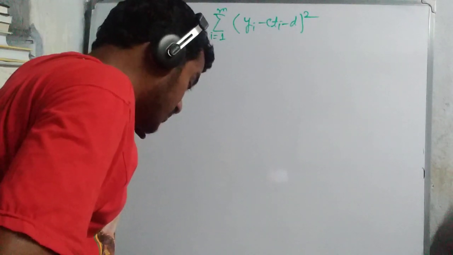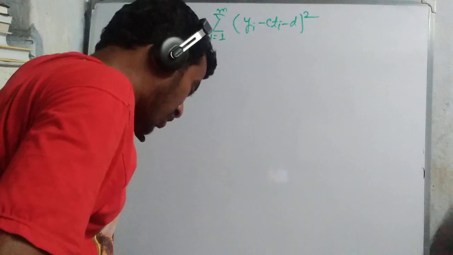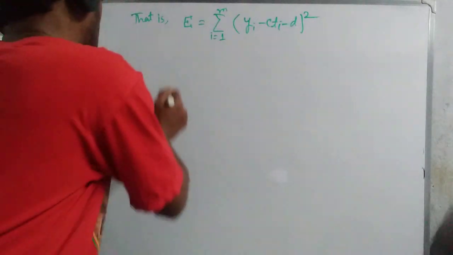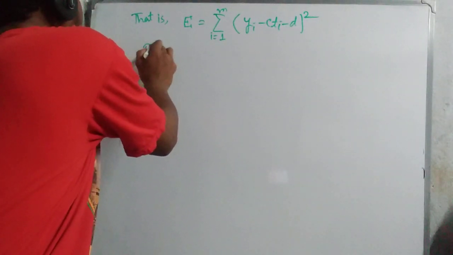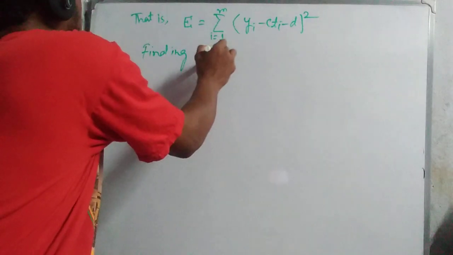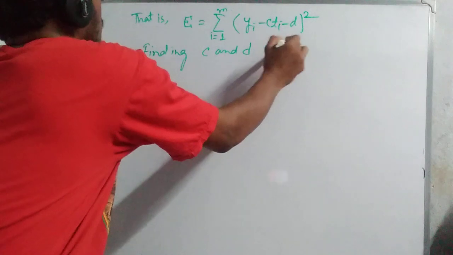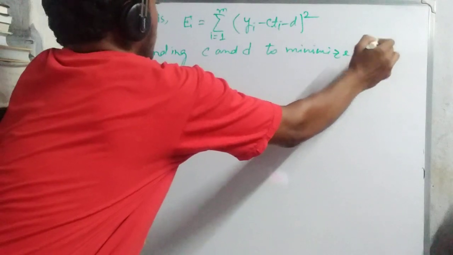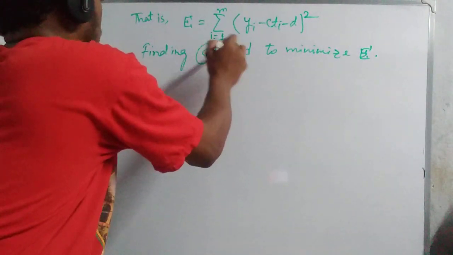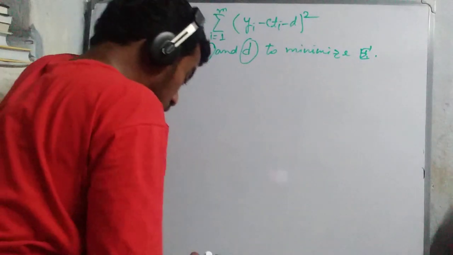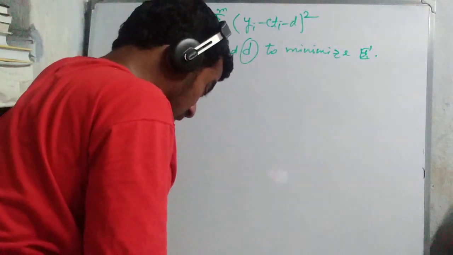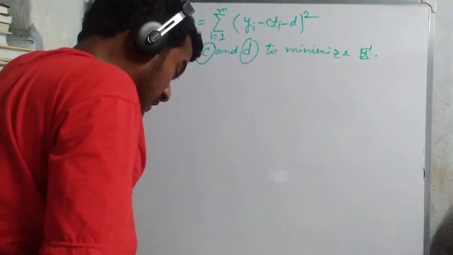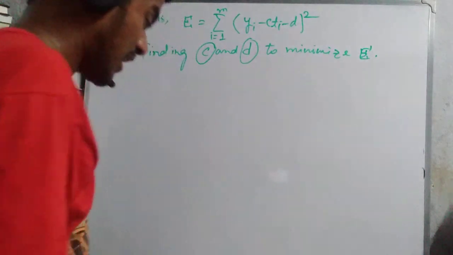Then what happened? Thus the problem is reduced to finding the constants c and d that minimize E. Then what is our target? Our target is finding c and d to minimize E. That means this is error minimization, and obviously we have to find c and d. Understood? Then what is happening here? For this reason, the line Ct plus D is called the least square line.